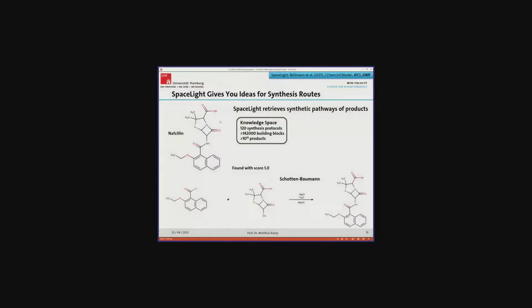The good thing about it is that when you search for these molecules and you find them, you also get the information about what the building blocks are and which reaction could be used. So here's, for example, a search you can do when you have spaces like knowledge space, where you can basically get this information out of the search process.